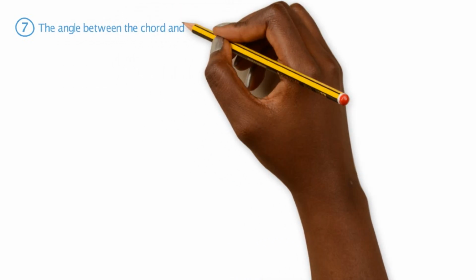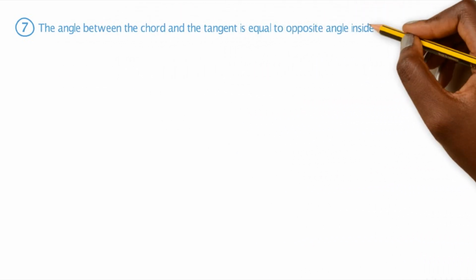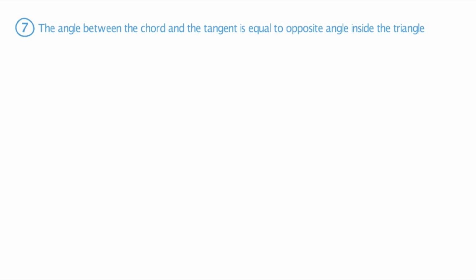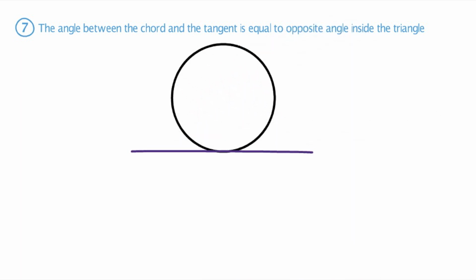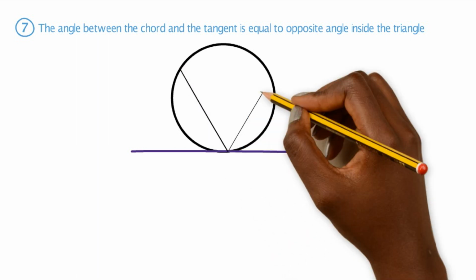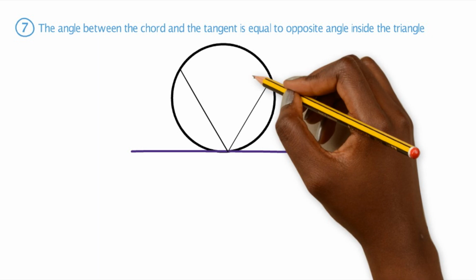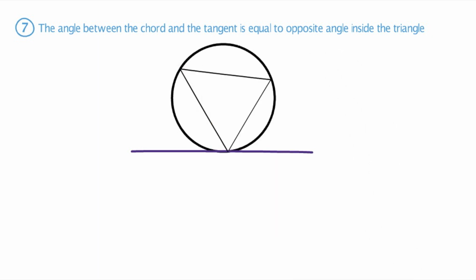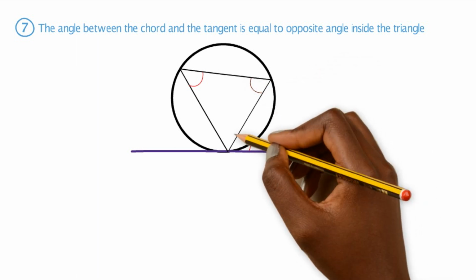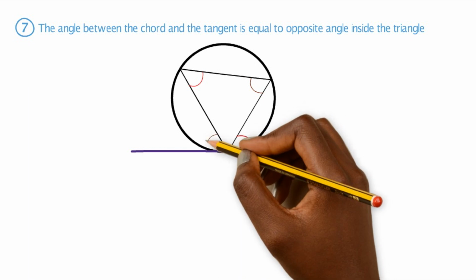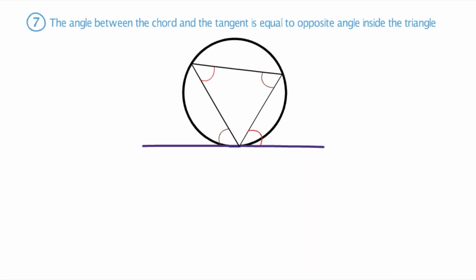And the last one I want us to go through for today, or second to last one, is that the angle between the chord and the tangent is equal to the opposite angle inside the triangle. So for instance here is our tangent, and here is our chord. Notice that the red angle there is the same as the other red one, and the brown one is the same as the other brown one.